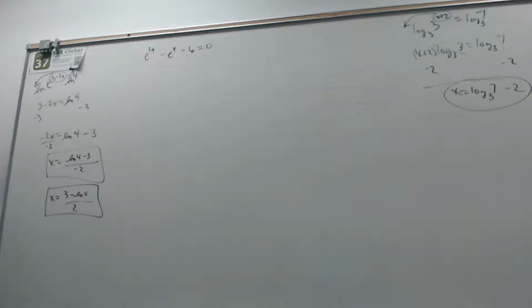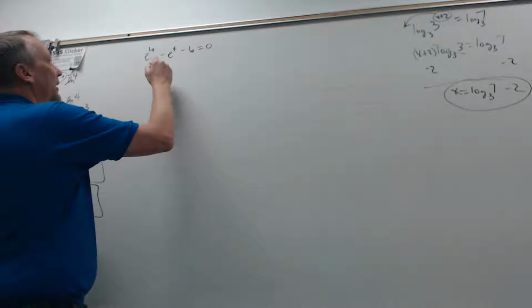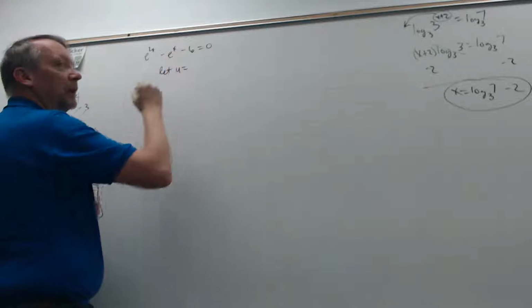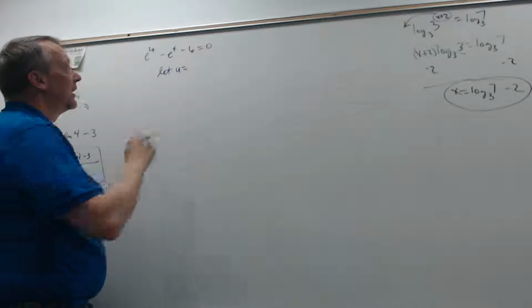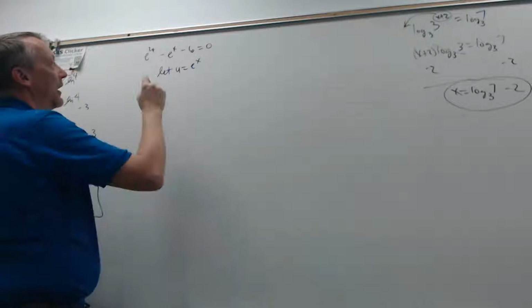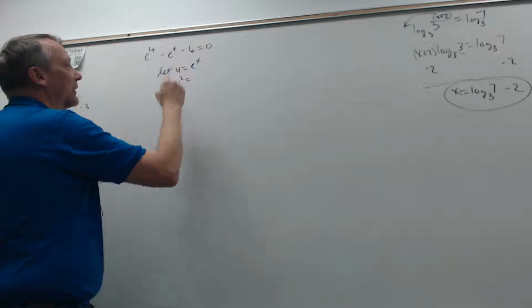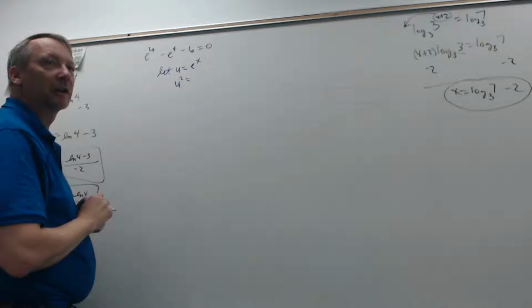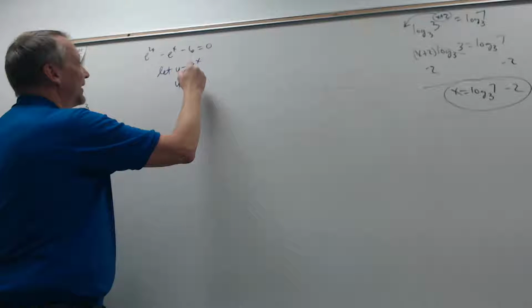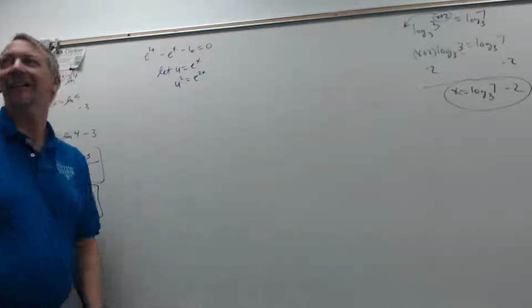Okay? You guys remember u substitution? I think this is an easier way to do factoring. You ever heard of u substitution? Victor, what's u substitution? You put u in for the u. So I'm going to let u equal what? e to the x. Yeah. Therefore, what does u squared become? e to the 2x. Oh, that was slick.